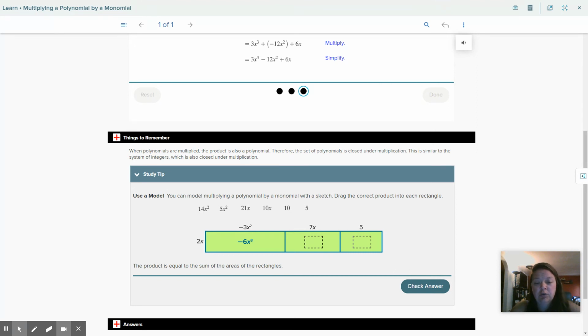They want us to pick which one of these, 14x squared, 5x squared, 21x, 10x, 10, or 5, goes in the square for 7x times 2x. And then they want us to figure out what goes in the square for 5 times 2x. So on your notes, go ahead and write down your answers. And in just a second, I will show you the correct answers.